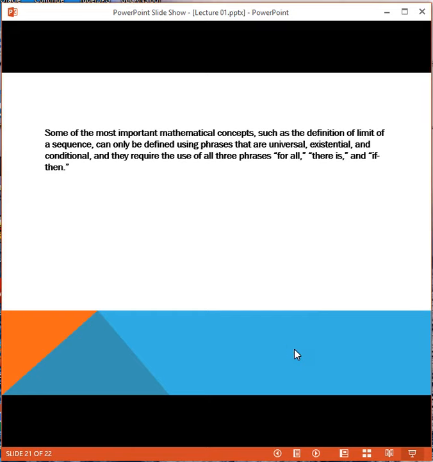And we'll conclude tonight's lecture by looking at the concept of limits. Some of the most important mathematical concepts, like the definition of a limit of a sequence, really can only be defined using phrases that are universal, existential, and conditional. They require the use of all three qualifiers: for all, for every, for any; there is, there exists, some; and the if-then.